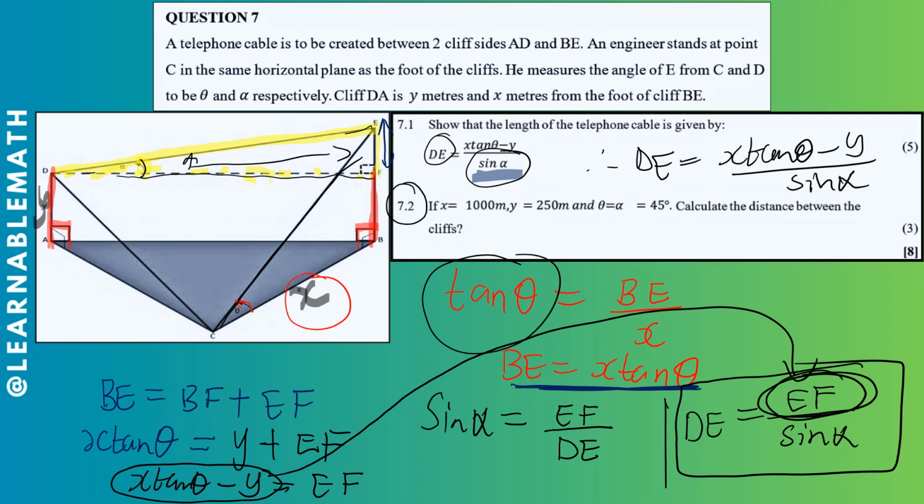Okay, so with 7.2 they told you now if x equals 1000 meters, y equals 250, theta equals alpha, which is 45, determine the distance between the cliffs, right? Obviously the distance between the cliffs will be your DE, right? Because we were told that DE actually is the distance between those two cliffs, right? So obviously you just go and substitute back there in that equation, then you'll be able to solve for the distance between your cliffs.